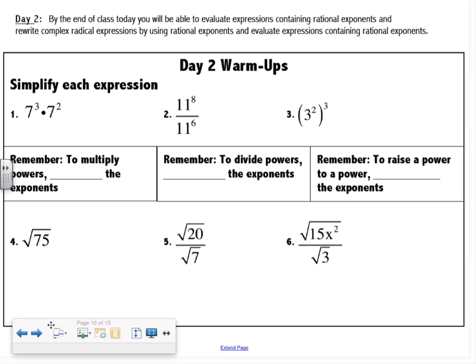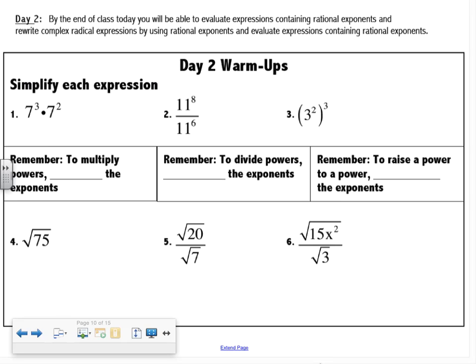If you haven't done this, please pause the video here. Otherwise, let us begin. So in this warm-up, we're going over some of the exponent rules. You should be pretty good at these by now.